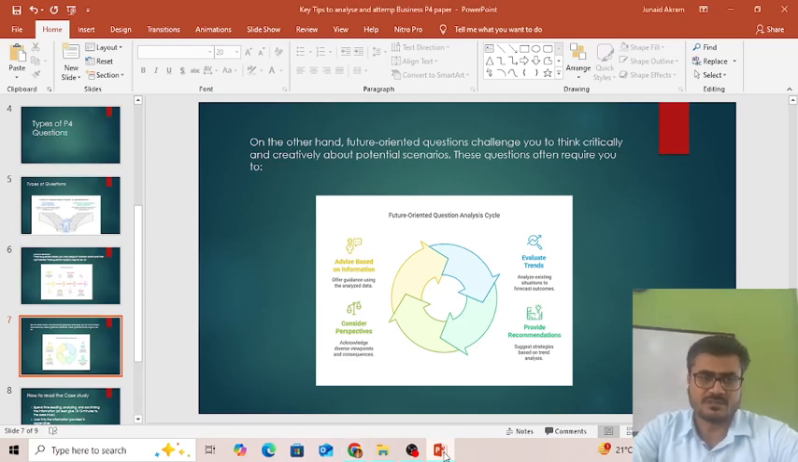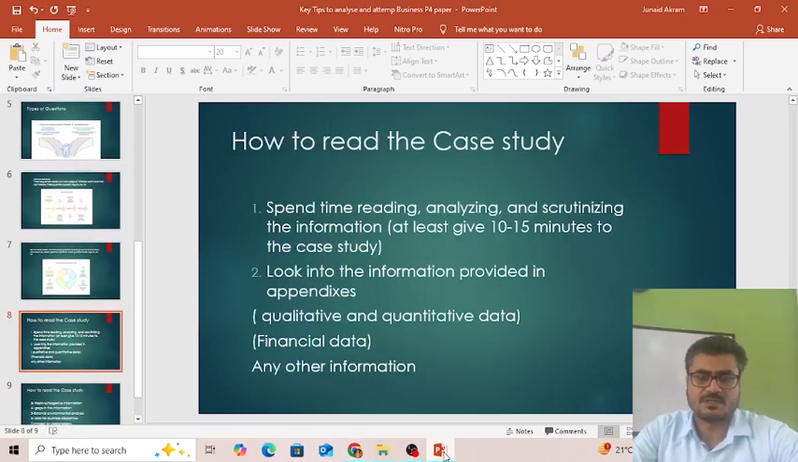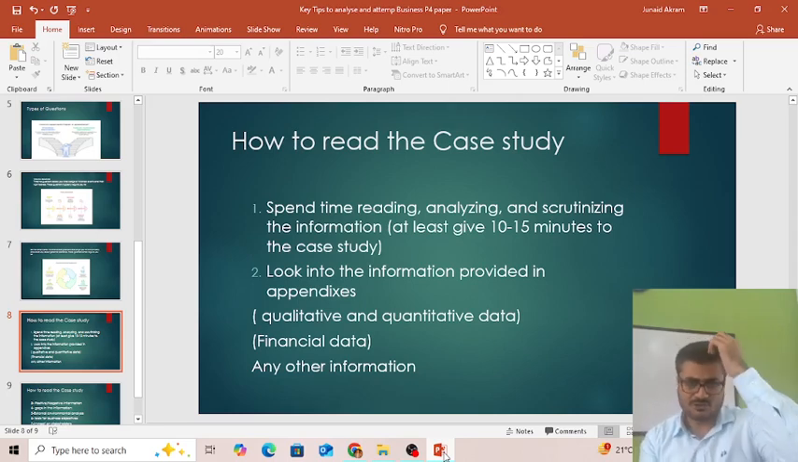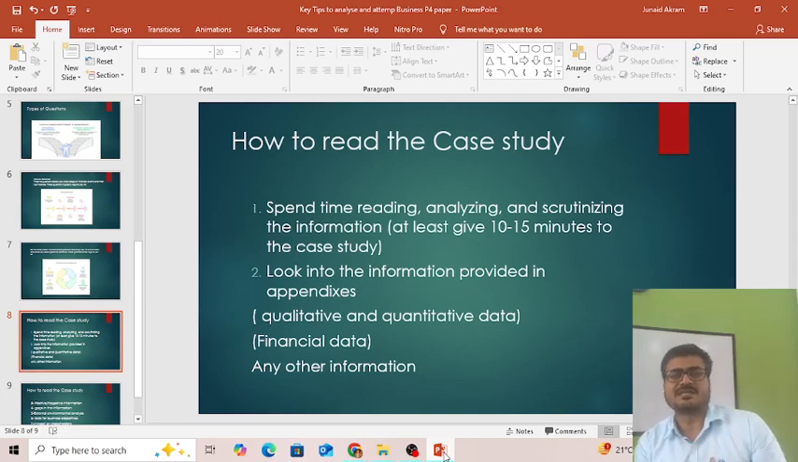So moving back to our next topic. Next we have how to read the case study effectively. I will give you some tips and tricks on how you can effectively read the case study. Obviously that is the most important thing in the examination, to read the case study, analyzing the information, scrutinizing the important facts and figures, scrutinizing the quantitative and qualitative data that is provided to you in the case study in the form of appendices. Appendices are also very important.